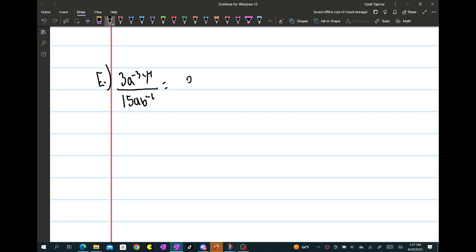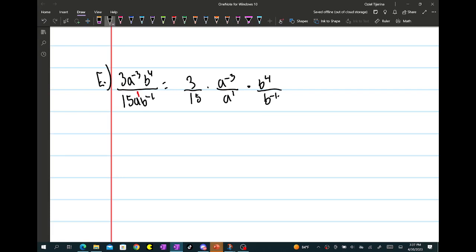We're going to split it up. 3 over 15 times a to the negative 3 over a to the 1st power times b to the 4th, I'm sorry, times b to the 4th over b to the negative 1. This right here has a power of 1 because it's a to the 1st power.